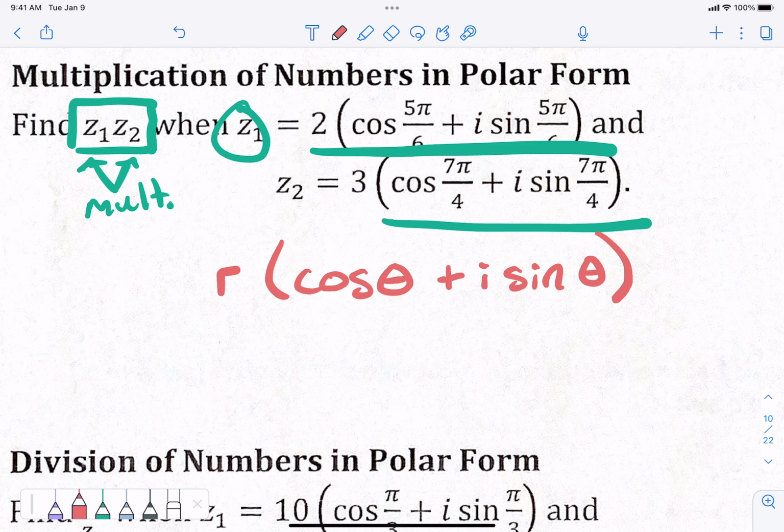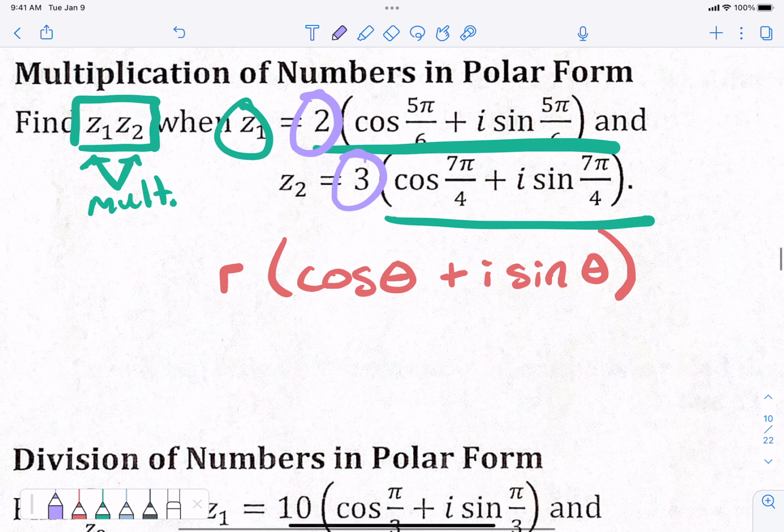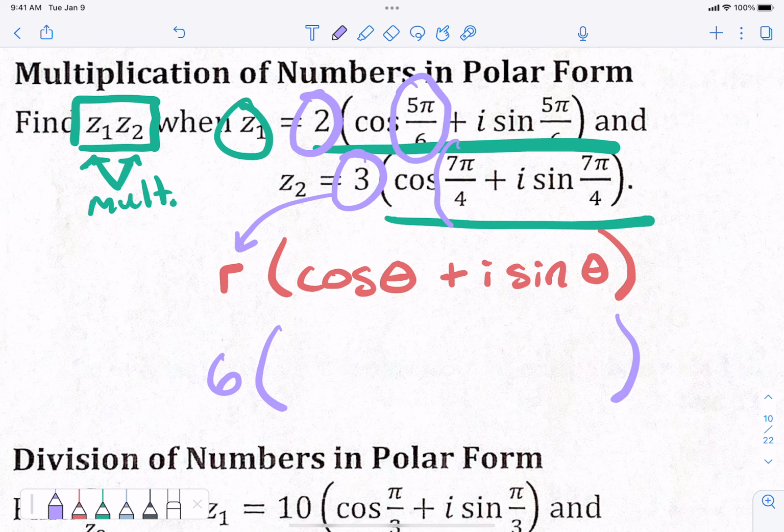If we have two of them and we're multiplying, this is the r for the first one, this is the r for the second one. What do you think we're going to do to find our final r? Multiply. It's going to be 6. Now, this one is 5 pi over 6, and the second one is 7 pi over 4.